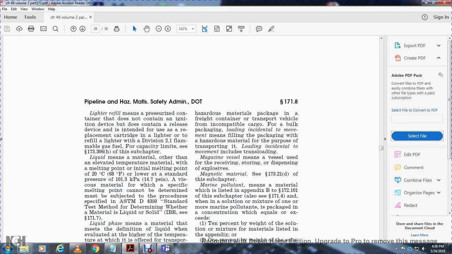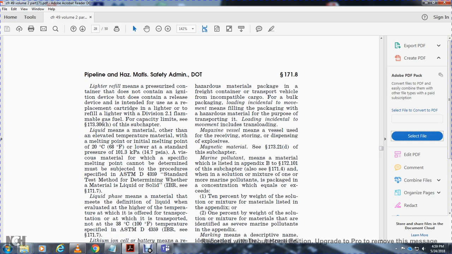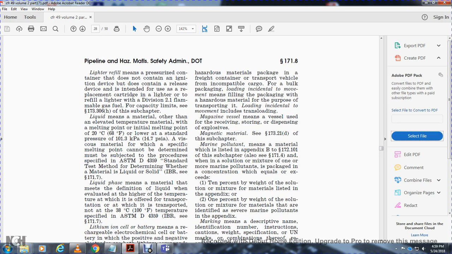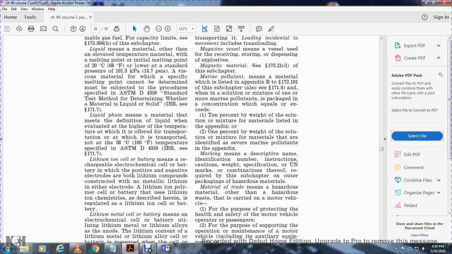Loading. Magazine vessel means a vessel either receiving, storing, or dispensing explosive materials. 173.21d of the subchapter. Marine pollutant means a material which is listed in Appendix B to 172.101 of this subchapter, or a solution or mixture of one or more marine pollutants packaged within a concentration equal to or exceeding 10% by weight of the solution or mixture, or 1% by weight of the solution or mixture for materials listed in the appendix, with the identifying marine pollutant marking, descriptive name, and identification number.